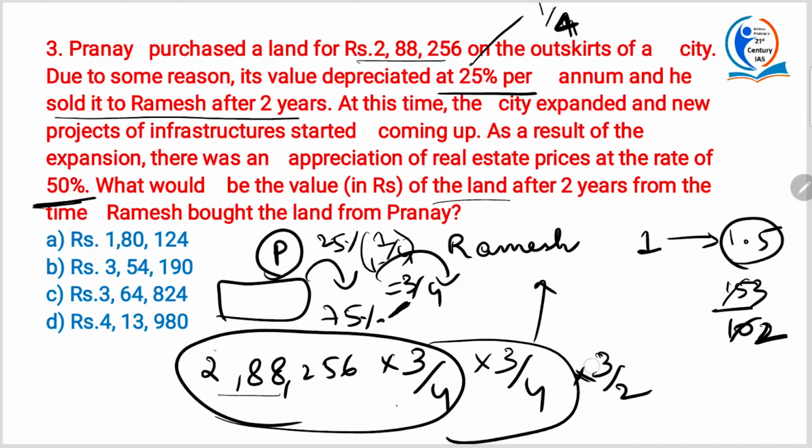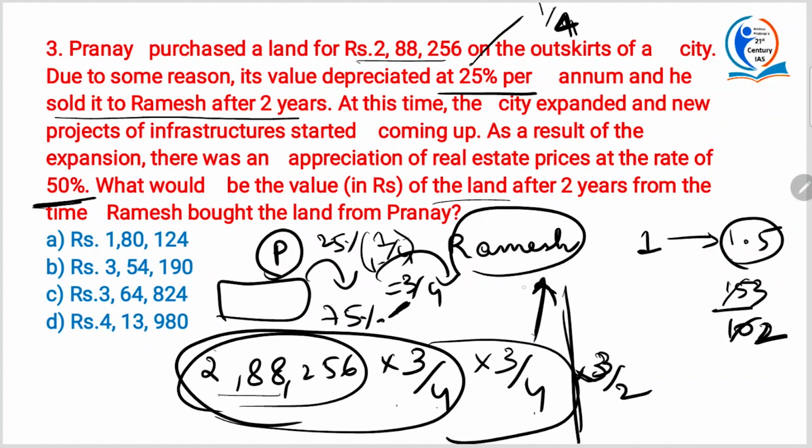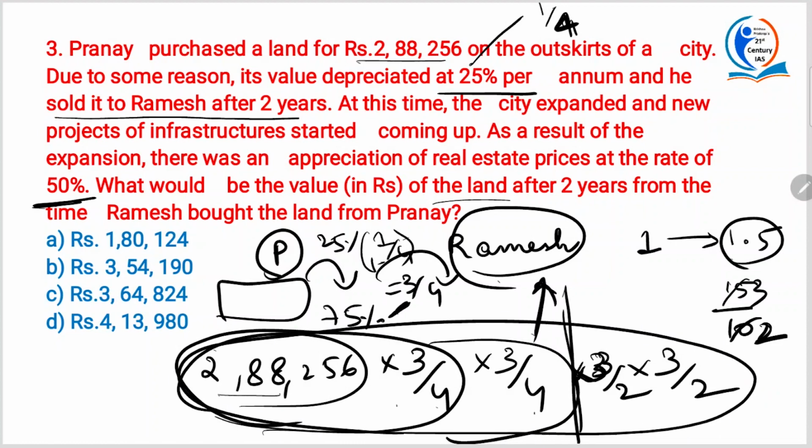Okay, so you have to multiply. See, this number into 3 by 4 is Ramesh's cost price, means Ramesh is buying the land at this price. Now the prices are increasing, so it is becoming 3 by 2 into 3 by 2, 2 years, no? So this will be your answer. This is method 2. Method 1, the conventional method, is given in the solution paper.